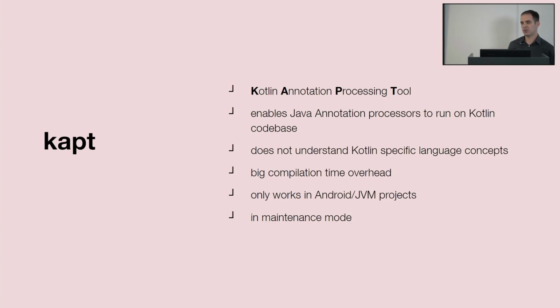Again, because this is a Java-based tool, first the Kotlin compiler has to generate some Java stubs, which it can then feed into this KAPT tool, and it takes a lot of time. So it is quite slow if you run these Java annotation processors in your Kotlin code base. And because this is a Java tool, it only works on Android and JVM projects and not on multi-platform projects. And actually, it is being replaced.